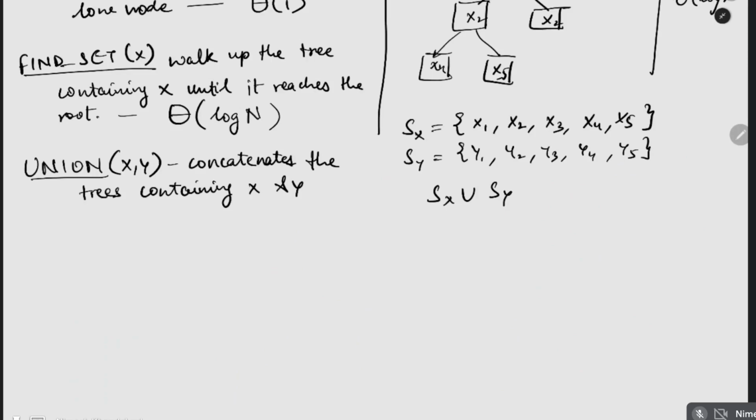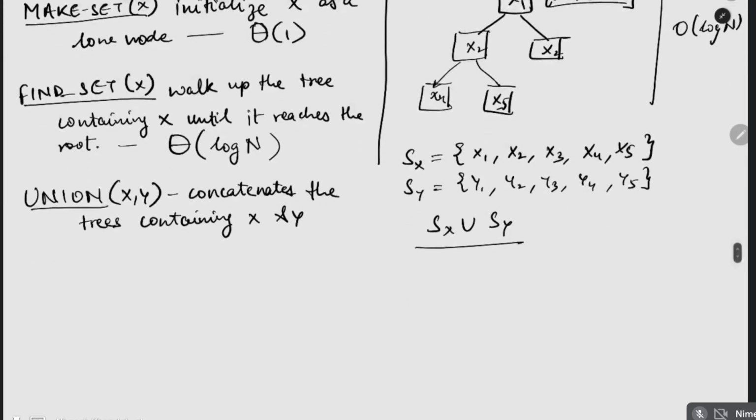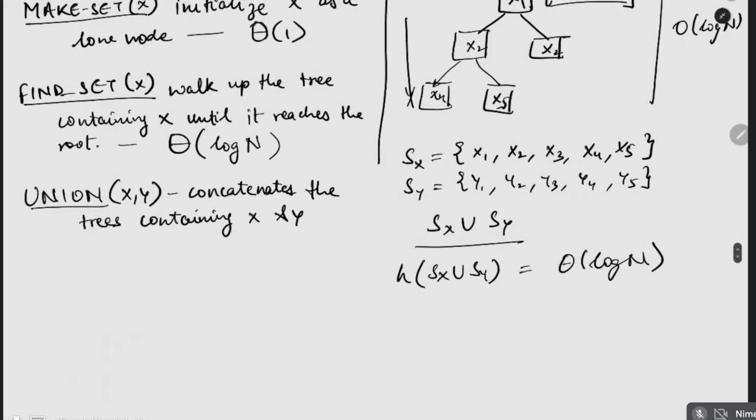So when we do indeed perform the union, in whatever way we perform union, even in the worst case, the height of the new tree will still have the order of log n, right? So again, the union.